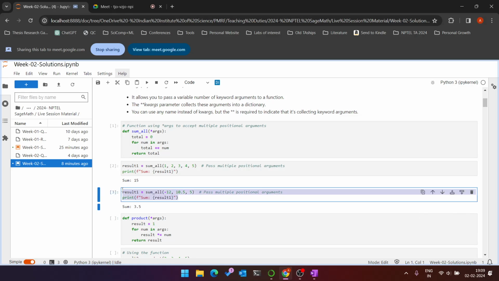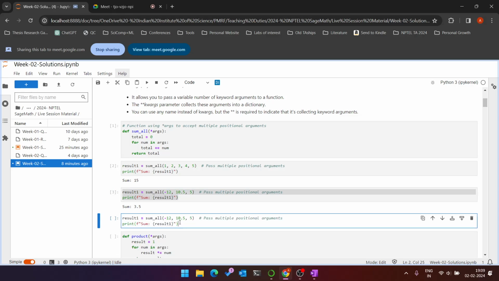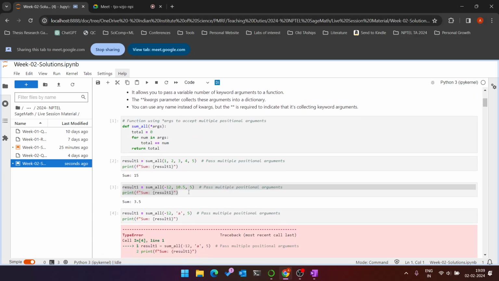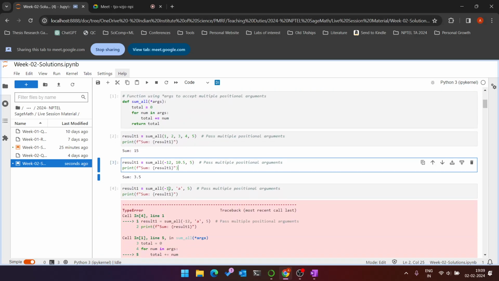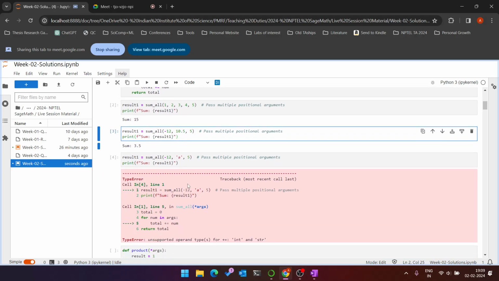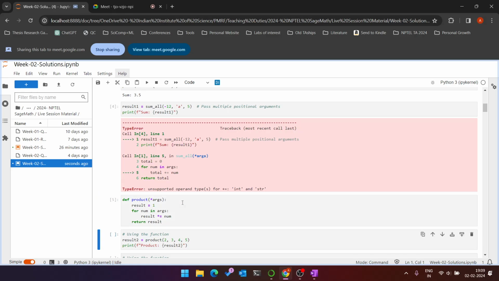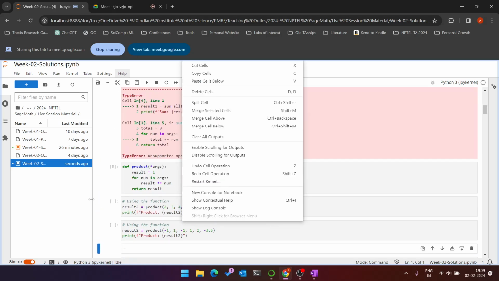Now, what would happen if I were to play around with this and add a different type of data, a character, which is the string A? You can see that, as expected, an integer cannot be summed up with a string. So while we can pass any number of arguments based on the function definition, we have to be careful what those arguments turn out to be. Another function could be simply a product function of all the arguments involved.